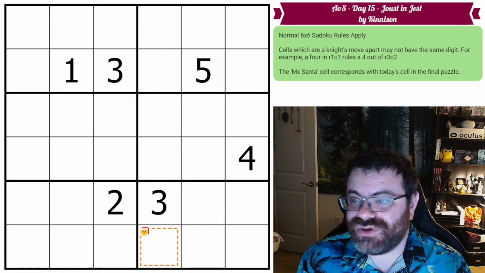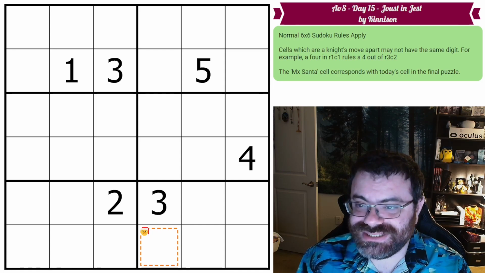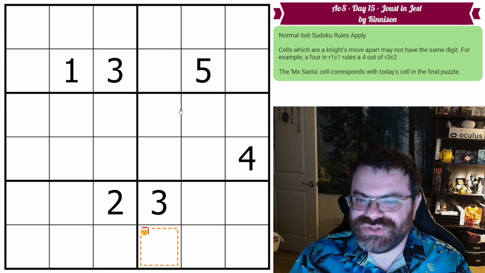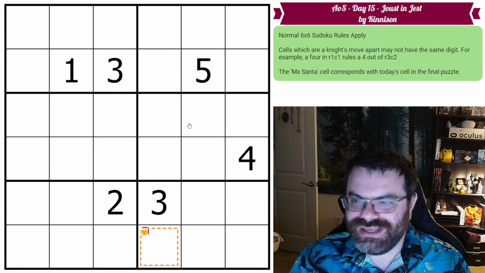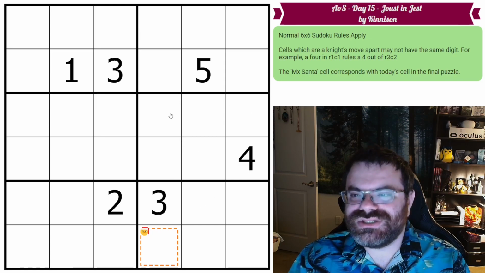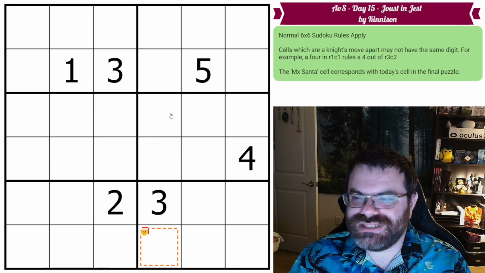So this is, as always, by Kinnison. It's called Joust and Jest. So today we have one of the more common variants that you're going to run into, called global variants. So we have normal 6x6 rules, and we also have what's called anti-knight. So cells which are a knight's move apart, as in chess, may not have the same digit.